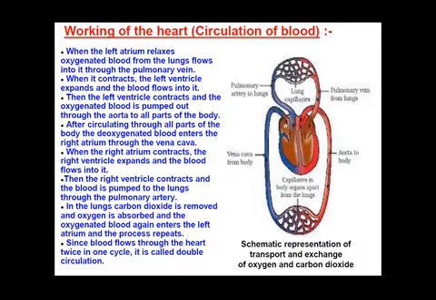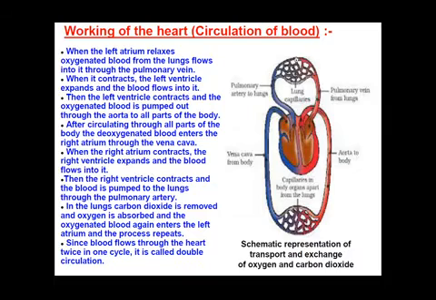Okay, now again the same process takes place. The right atrium contracts and the blood enters into the right ventricle. Fine. Then the right ventricle again contracts and the blood is pumped to the lungs. Now the blood is taken to the lungs with the help of the pulmonary artery.